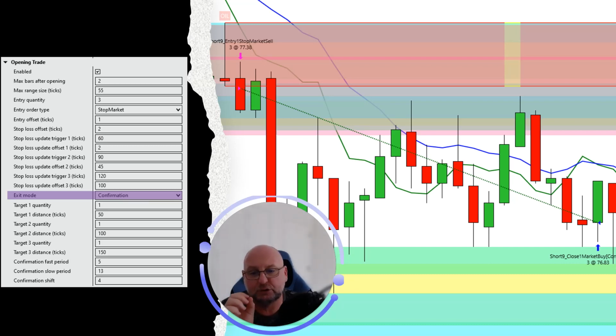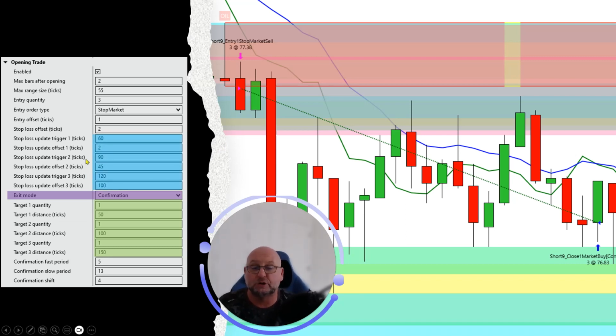Okay, so there's two types of exit modes. We can go flat targets, give it targets, and we'll get out, and those targets are already preset. At 50 ticks it takes one contract off, 100 it takes another, 150 it takes another. Okay, now when we've got it set to confirmation, it still will revert to target if we don't get what we need for the setup, and I'll talk through that in a minute. We also have some stop loss update triggers, so when it moves through 60 ticks we adjust the stop to 2 so we're risk free, and then so on and so forth.